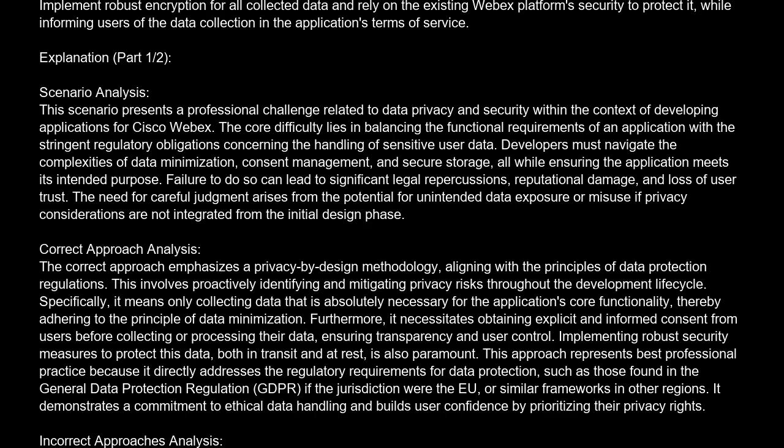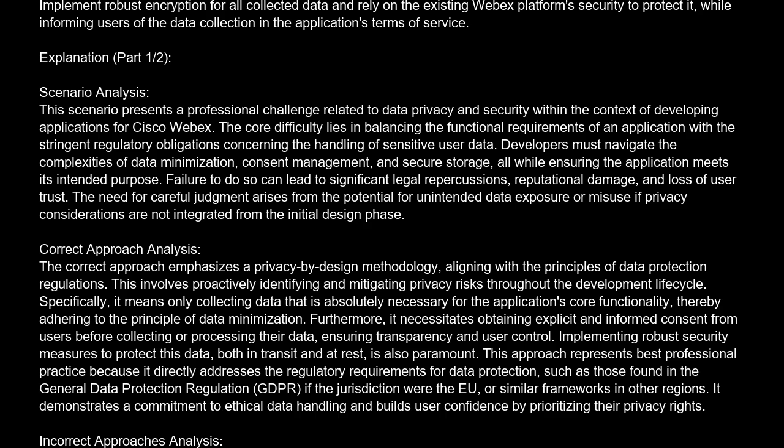The need for careful judgment arises from the potential for unintended data exposure or misuse if privacy considerations are not integrated from the initial design phase. Correct approach analysis. The correct approach emphasizes a privacy-by-design methodology, aligning with the principles of data protection regulations. This involves proactively identifying and mitigating privacy risks throughout the development lifecycle.